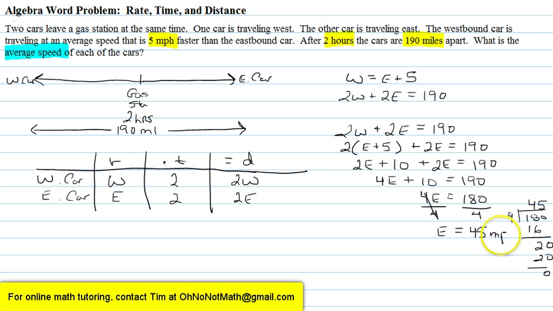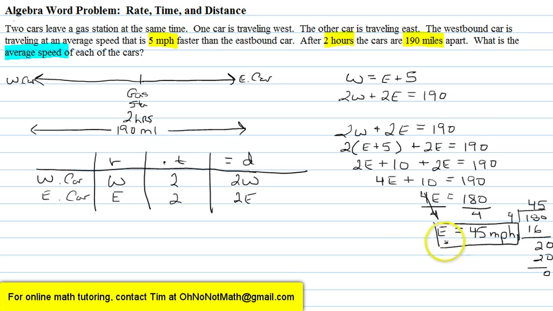miles per hour, because we're talking about speed here. All right, so that's the speed of our eastbound car. Remember, that's what we're being asked for in this problem. What is the average speed of each of the cars?